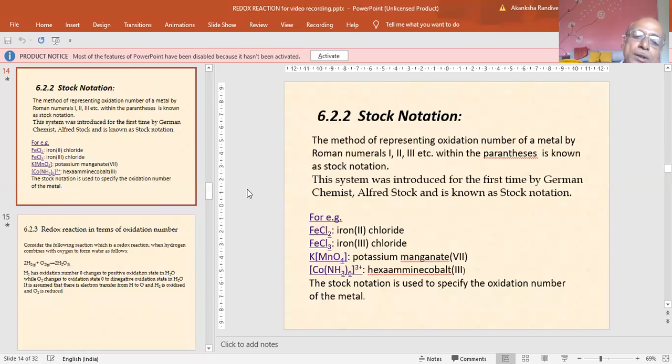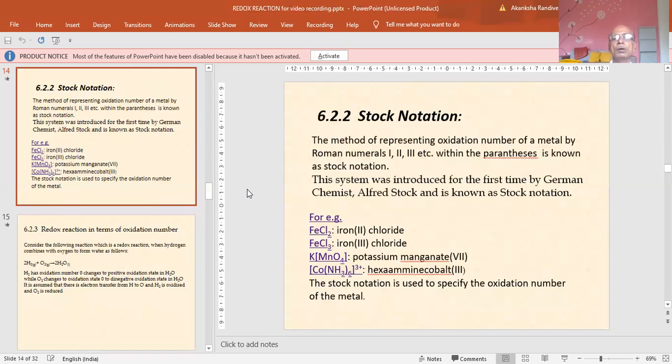Especially the D block elements have variable oxidation states. Iron is a D block element. We know iron, cobalt, nickel, copper, these are D block elements. So iron is one of the elements present in D block.